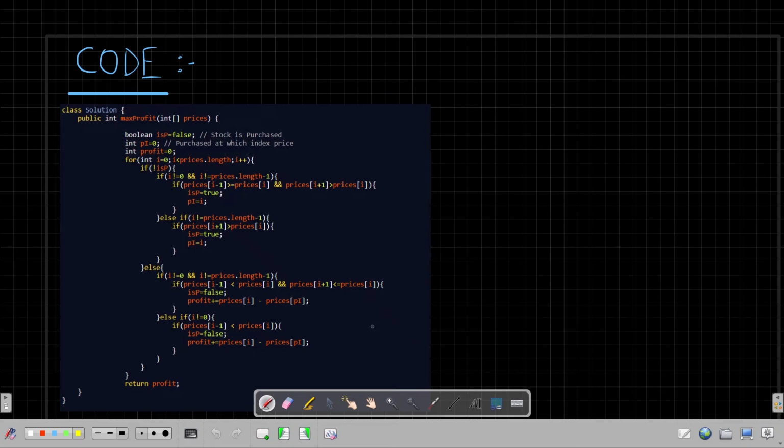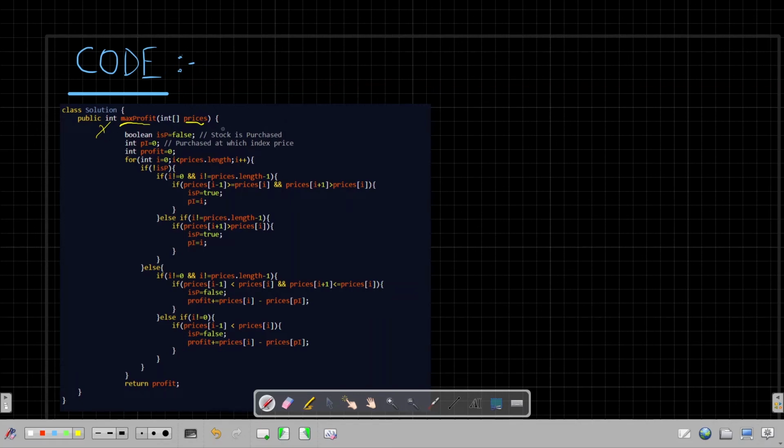Okay, I hope you gave a good try to this problem. So let's check out the code which I used to solve this problem. Let me go through the code quickly. There is a function maximumProfit which is given to us, and there is an array of prices which is given to us. We need to return the maximum profit, which is an int.